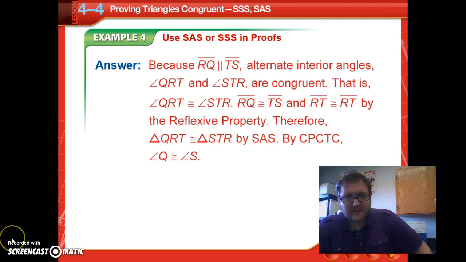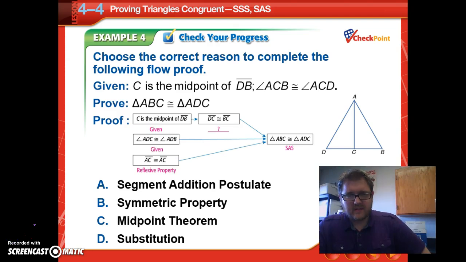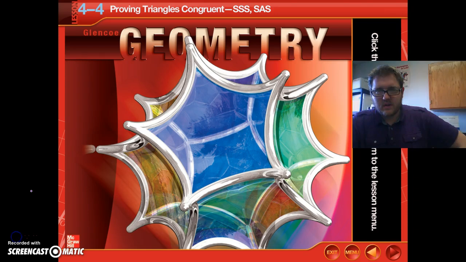See if you can figure out that missing property that can tell us that segment DC is congruent to BC. And that's going to conclude our lesson on those two very important postulates in proving triangles are congruent, SSS and SAS.